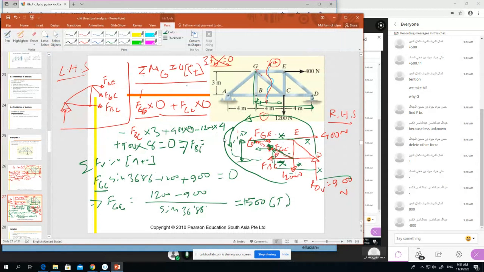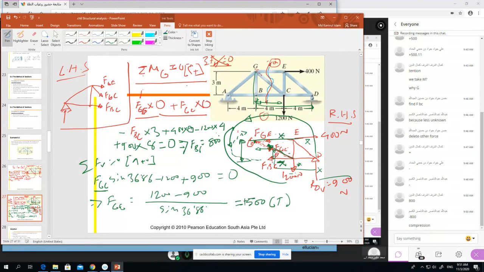Okay, so you got the result 800. Fine, 800, but you didn't tell me whether it is plus or minus. Kamal Ashraf said it is plus. Abdullah Abdul Nasir, you said minus. Tell me the correct one, please. Plus or minus? Tension or compression? Is the result plus 800 or minus 800? Minus 800, right? So it is minus, right?